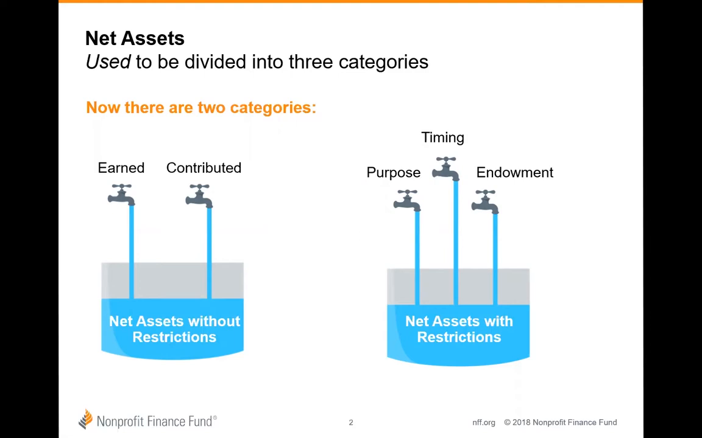FASB is hoping that by requiring only 2 rather than 3 classes of net assets to be presented on the face of financial statements, it will reduce complexity in financial reporting and increase the clarity of the information provided.